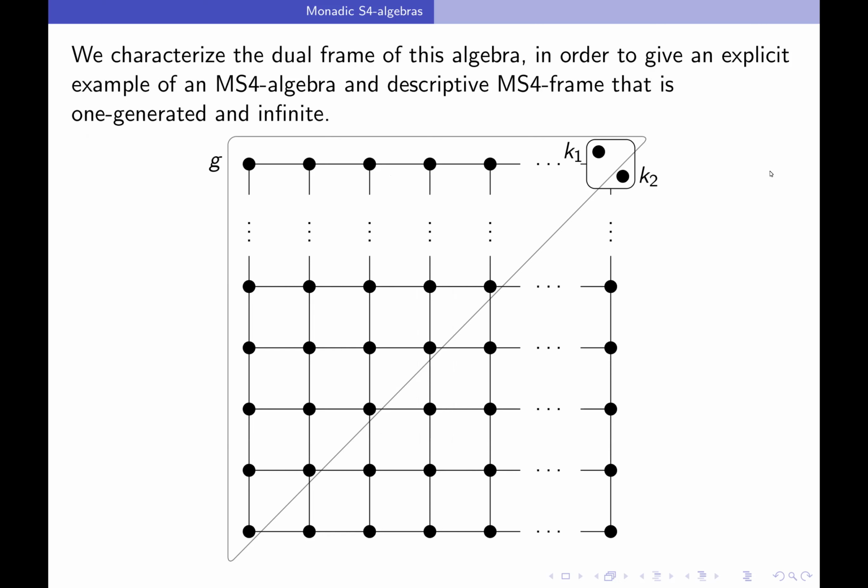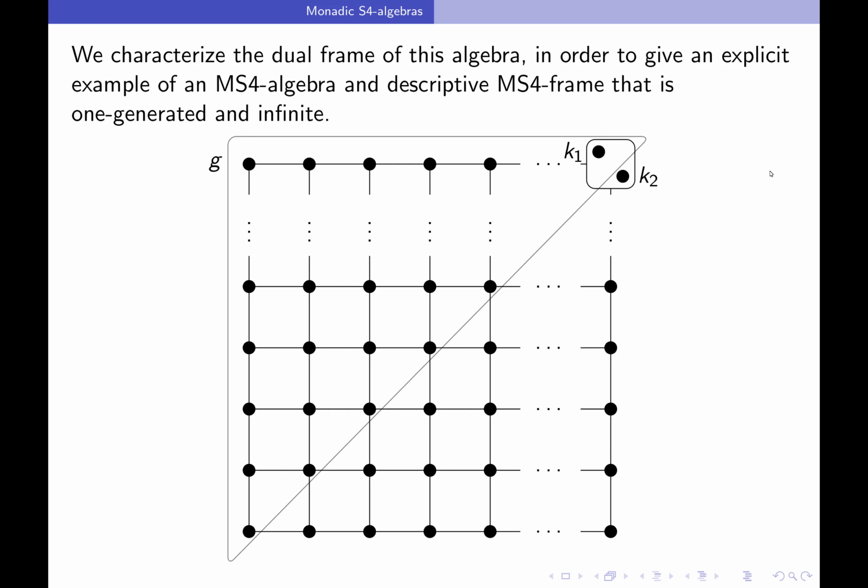And if you just took a random guess at what it would look like, this might be the picture that you end up with, because you basically have added compactification points to the end of all the rows and to the end of all the columns. And you actually have these 2 compactification points up at the corner. So this square is to indicate that K1 and K2 are in both of the relations, right? So K1 is row and column related to K2. We sometimes call that a bicluster. So this is exactly the dual space. This gives an explicit example of a descriptive MS4 frame that is a 1-generated algebra and it's infinite.